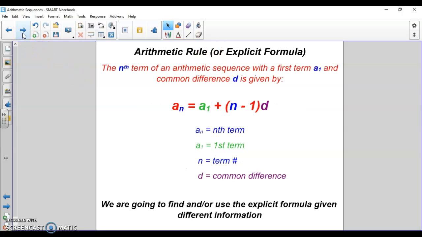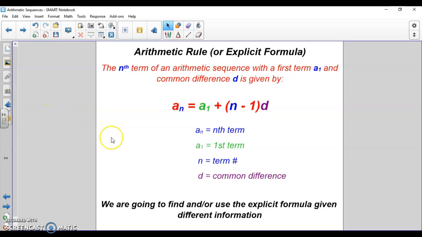So we have an arithmetic rule or an explicit formula. It's referred to as both. I'm referring to both of them. I think the worksheet I refer to it as an explicit formula. It's the same thing. It's just a matter of what book you're using, what teacher you have, stuff like that.